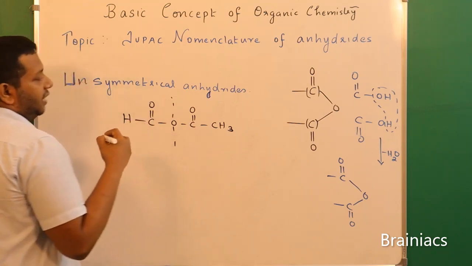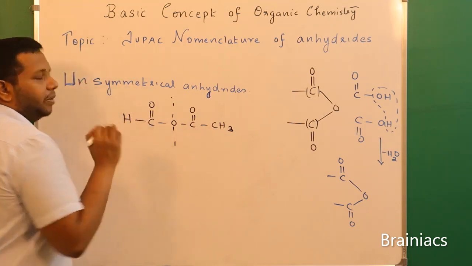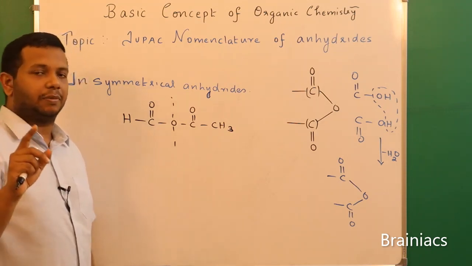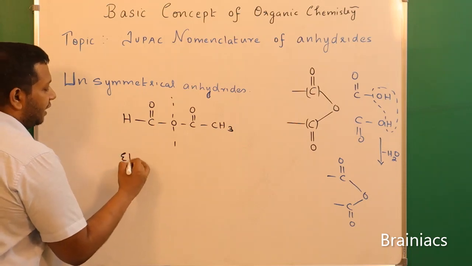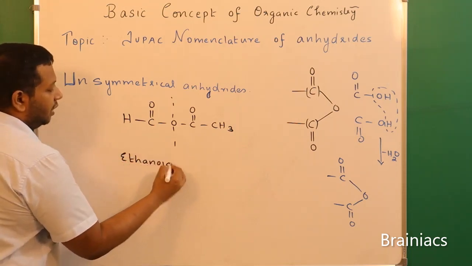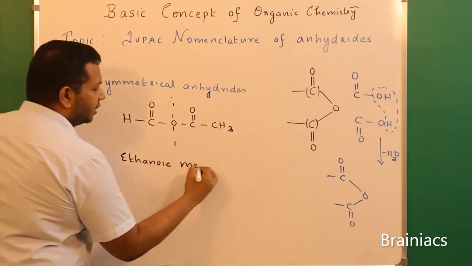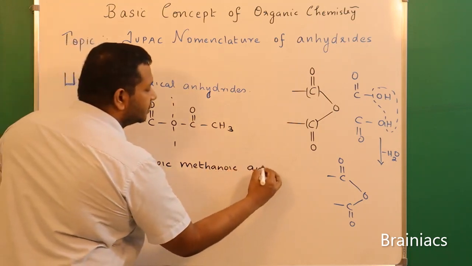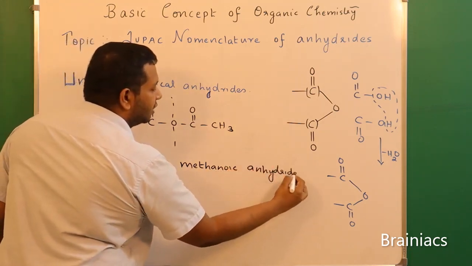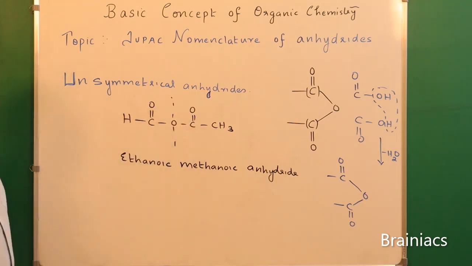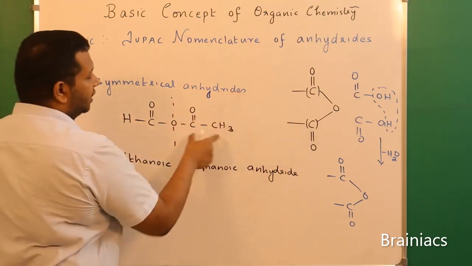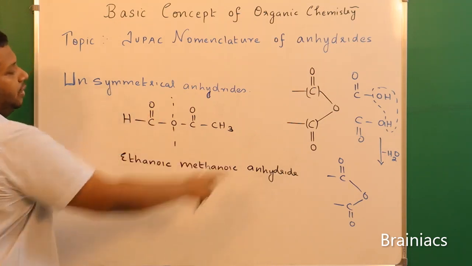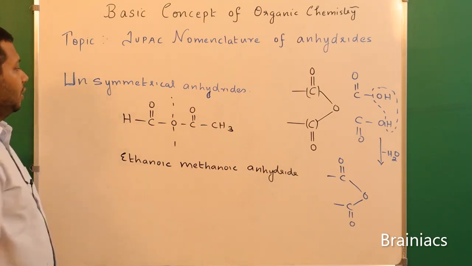So I can say eth. Here also one carbon atom, then meth. Who will come first alphabetically? I know that eth will come first alphabetically. So we will name it like ethanoic, here methanoic, methanoic anhydride. Understood? Since it is derived from two different types of acid, we can say one is methanoic acid I have taken, and the other one acetic acid or ethanoic acid I have taken and heated. So I got ethanoic methanoic anhydride. Okay, let's see another example.